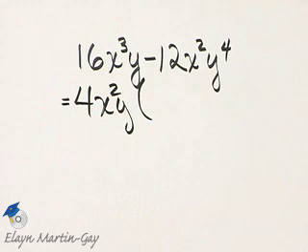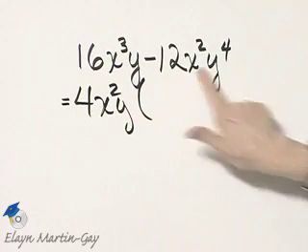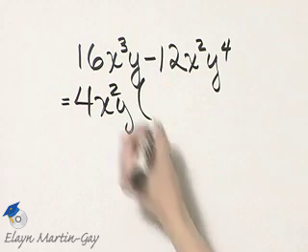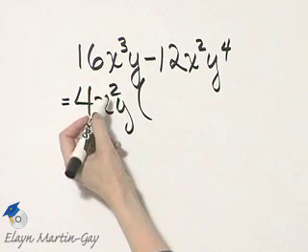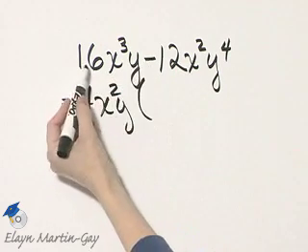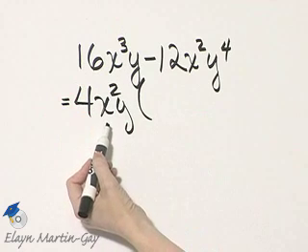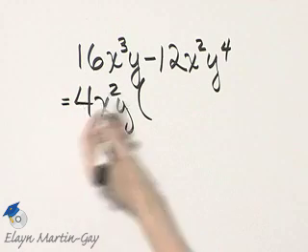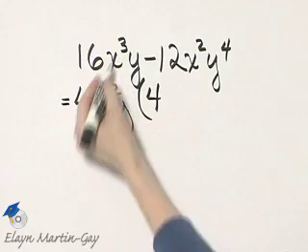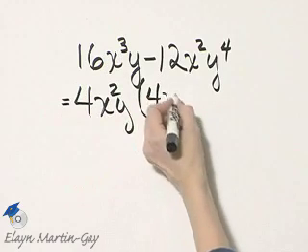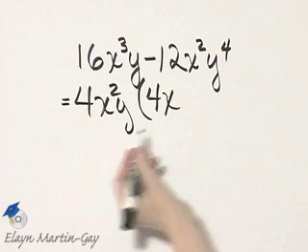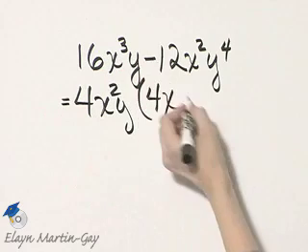I'll factor that common factor from each of these terms. Now, if you'd like, it's a division process. So you can ask yourself, what is 16x cubed y divided by 4x squared y? That's what's happening. 16 divided by 4 is 4. X cubed divided by x squared is x. And the y's divide out, and I'm left with 4x.